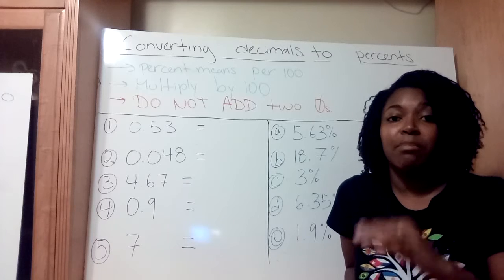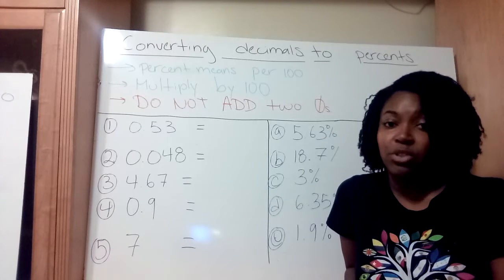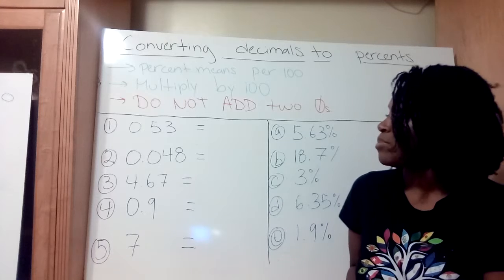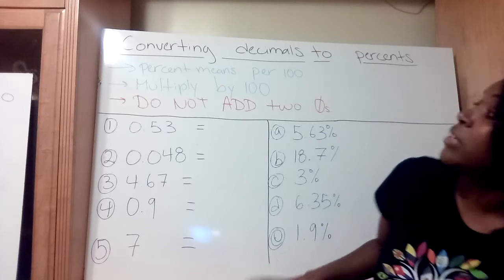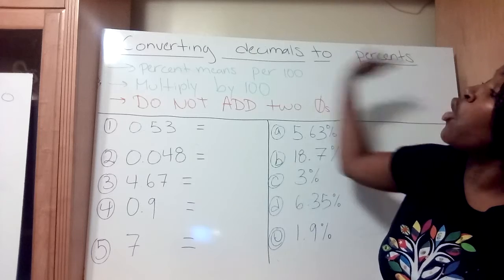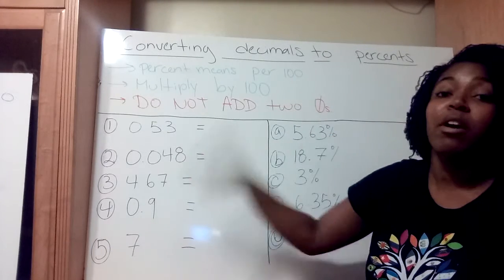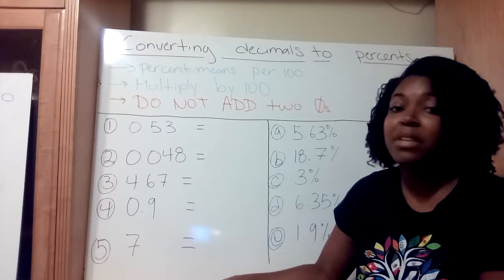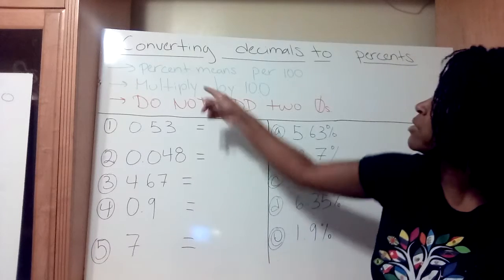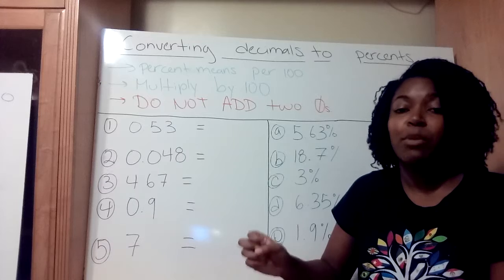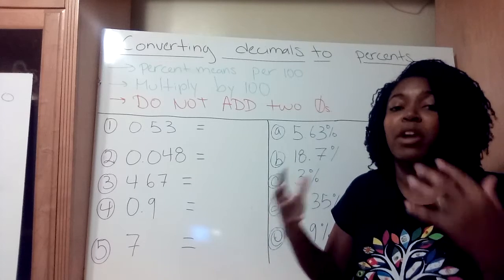So I just wanted to model and go through any misconceptions that you guys may have, and just show you how it's done. All right, so again, what we're doing today is we're converting decimals to percents, and we're also going to go backwards and convert percents to decimals as well. So some things that you need to know. The word percent means per 100, okay? So it means basically out of 100.